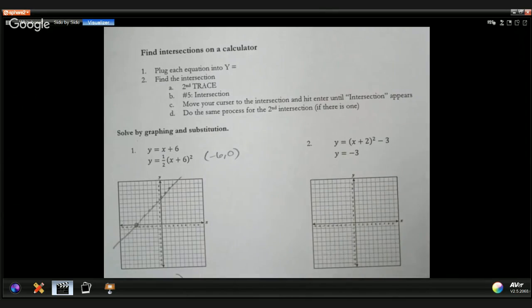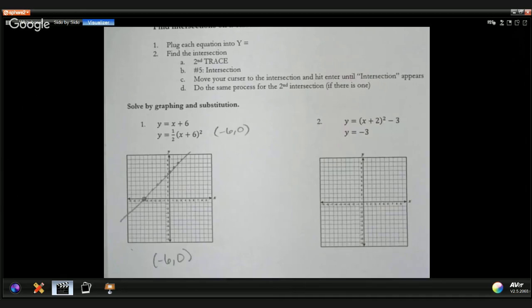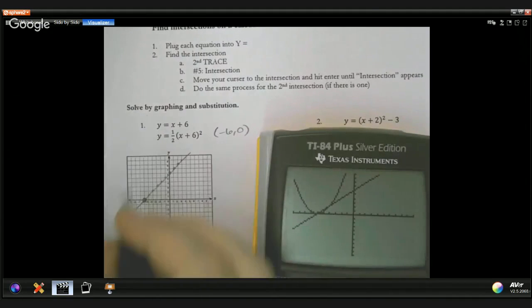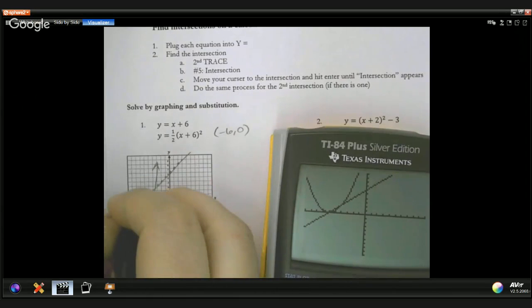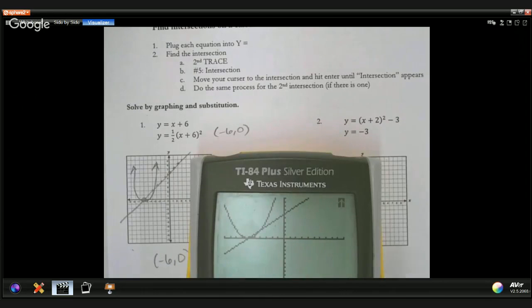And so with parabolas, you can make a table to find all your information, or you could go ahead and just plot it in the calculator. Turn these plots off. So I got x plus 6 and 1/2 (x plus 6) squared. So I'm going to make sure my window's good. And that's the first line I had, and here's the second one. If I follow my steps, I'm going to just draw a rough U, because I know that's what it does. But I'm going to follow these steps here where it says second trace.